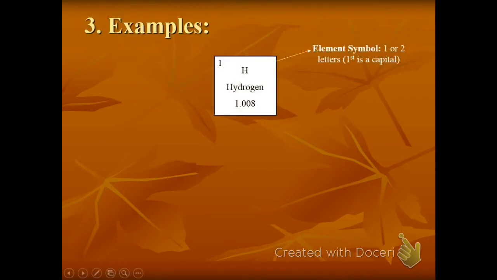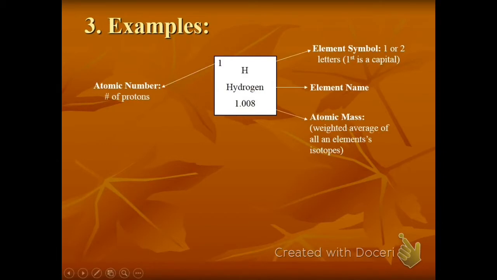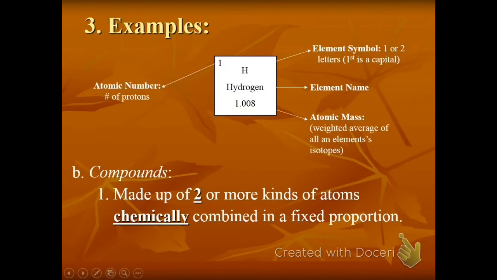So here's an example. This is the element hydrogen. It's got a symbol, it's got a name, it's got a place on the periodic table. That's how you know you've got an atom. We'll talk about what all these things on the tile mean in more detail in our next chapter.